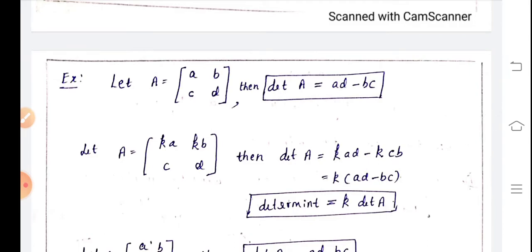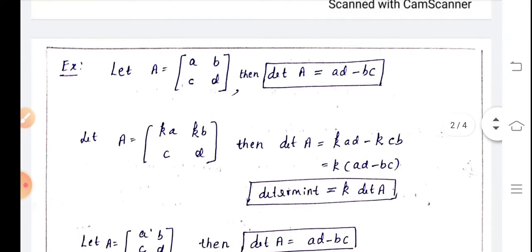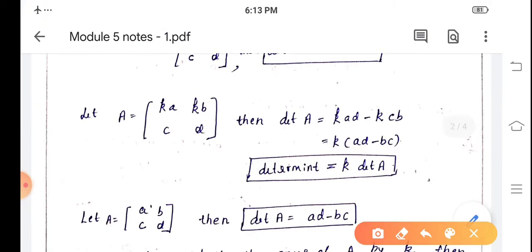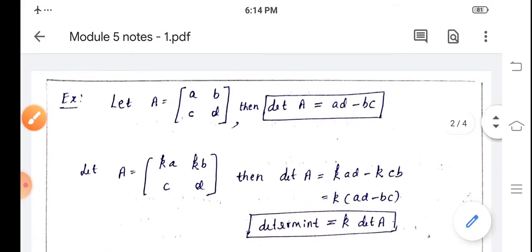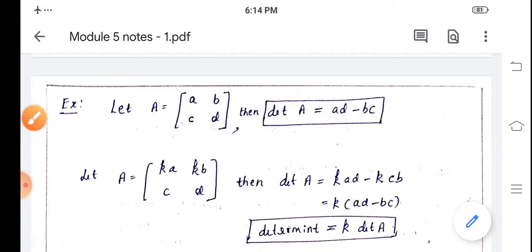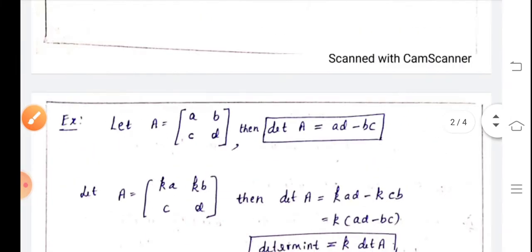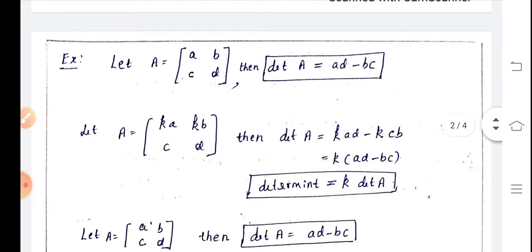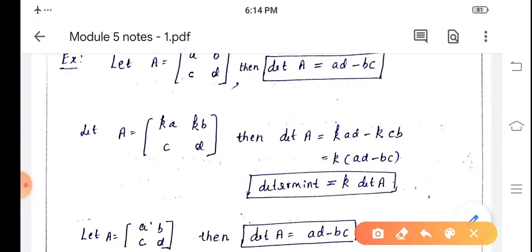To understand this, we will take one example. Let matrix A be first row a, b, second row c, d. We write the determinant of A as ad minus bc. Now, I'll multiply the first row entries by scalar k. So it becomes first row ka, kb, second row c, d.